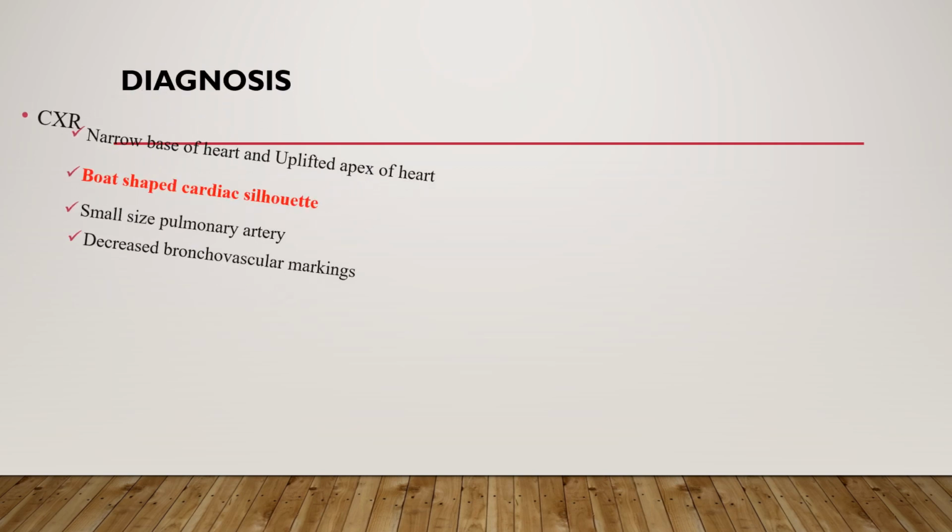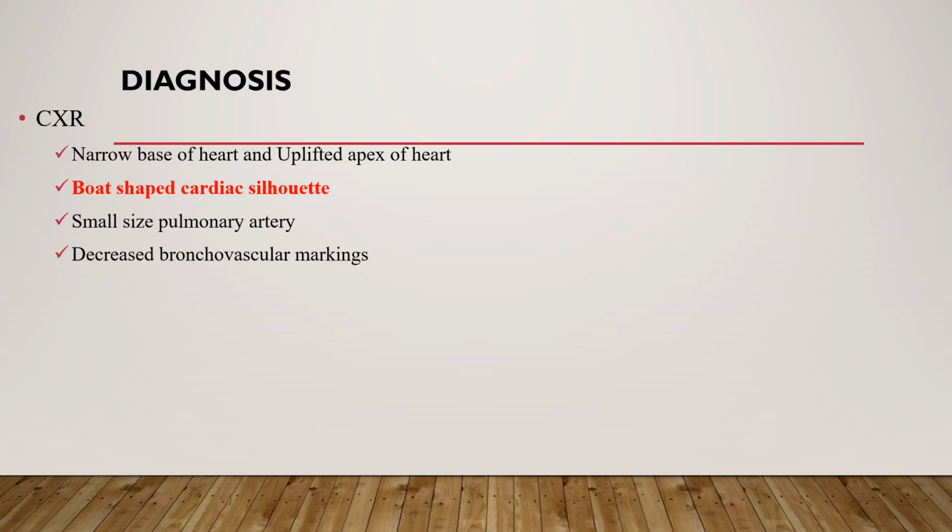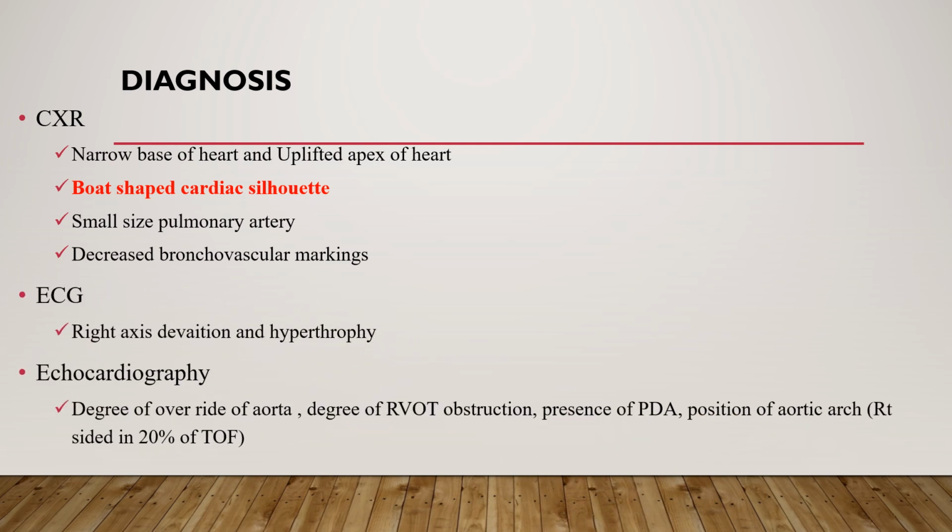Regarding diagnosis, on chest X-ray, there is a narrow base of the heart and an uplifted apex of the heart, which gives a boot-shaped cardiac silhouette, and a small-sized pulmonary artery and decreased bronchovascular markings can be seen. On ECG, right axis deviation and hypertrophy can also be seen. Echocardiography tells us the degree of overriding of the aorta, the degree of right ventricular outflow tract obstruction, the presence of PDA, and the position of the aortic arch, because around 20% of TOF have a right-sided aortic arch.